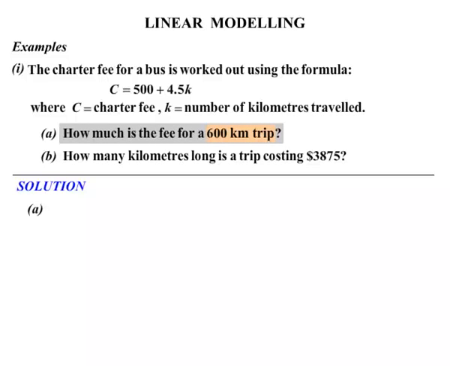Now, it's a 600 kilometre trip, and k is the number of kilometres travelled. So let's just write that down firstly. K equals 600. There's our formula, and we're going to do the substitution into that formula. So where we see k, we're going to replace that with 600. So we end up getting that C equals 500 plus 4.5 times the 600, and that calculates to be 3,200.